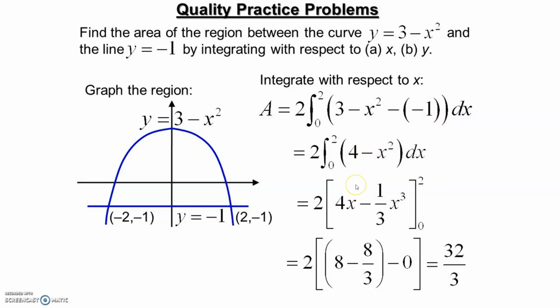Now what is the integration of 1? It is exactly x. What is the integration of x square? It is x cube upon 3. We have to put upper limit 2 first in this expression, then lower limit 0. 4 into 2 it is 8, and 2 cube is 8 upon 3, minus, instead of x we put 0, minus 0 is 0. 8 threes are 24 minus 8 upon 3, so we have derived 32 upon 3 square unit is the final answer for y is equal to 3 minus x square and the line y is equal to minus 1.